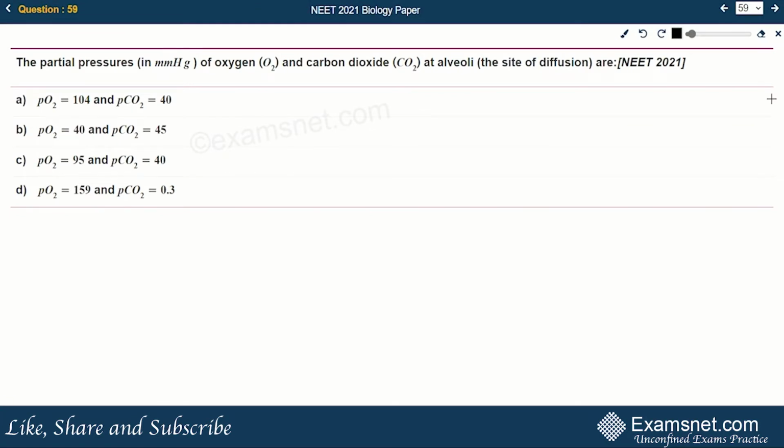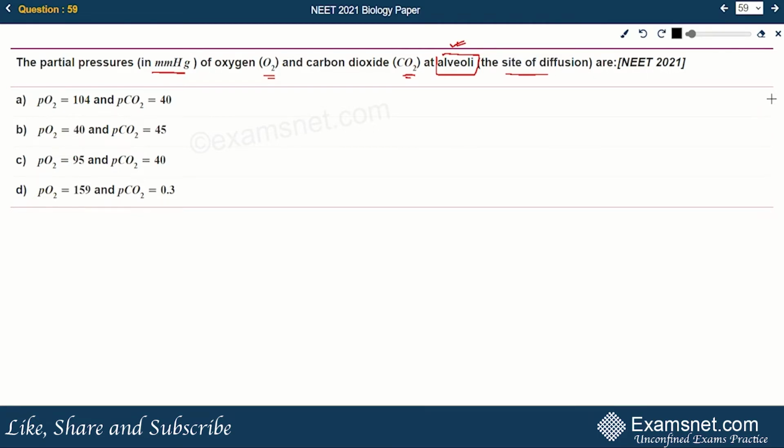Now we will see question number 59, which is from the chapter Breathing and Exchange of Gases. The question is the partial pressures in millimeter of mercury of oxygen and carbon dioxide at alveoli. Alveoli is the site of diffusion, so we have to determine the partial pressures of oxygen and carbon dioxide at the alveoli here. We have different options here.